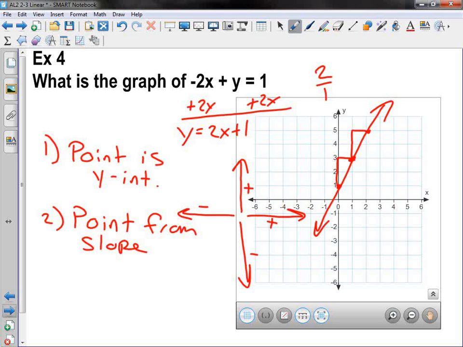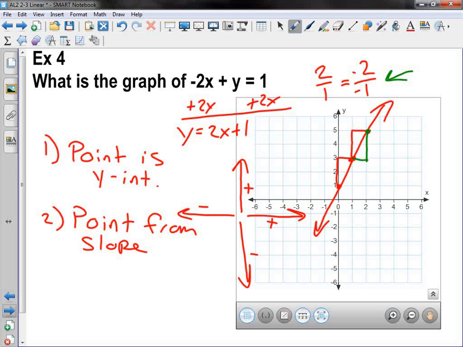Okay, now let me ask you guys something. Is 2 over 1 the same thing as negative 2 over negative 1? What's a negative number divided by a negative number? Positive number. So they will actually equal the same thing. Now let me show you. Starting at this point, using my negative slopes, that tells me I need to go 2 in which direction? Down. And the negative 1 tells me I have to go back, right? Did that get me to the same spot?